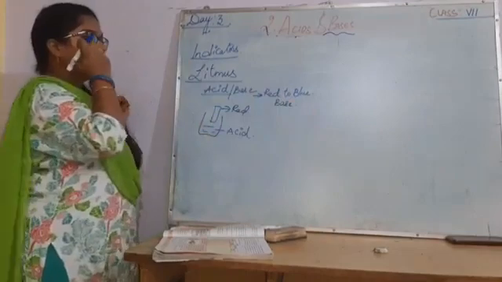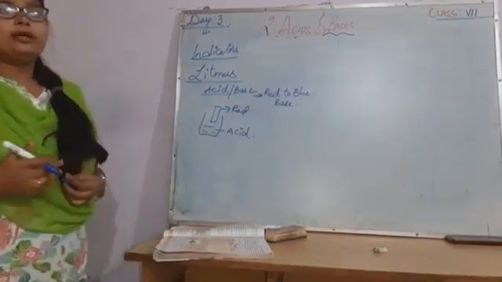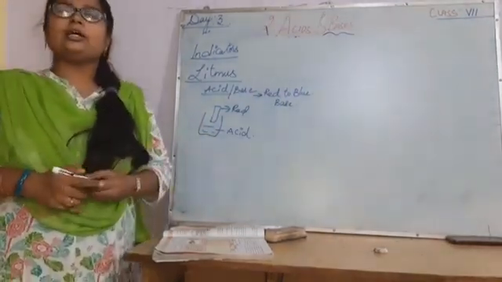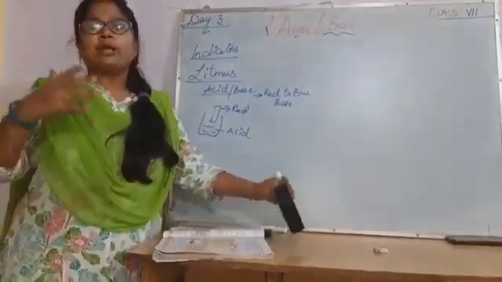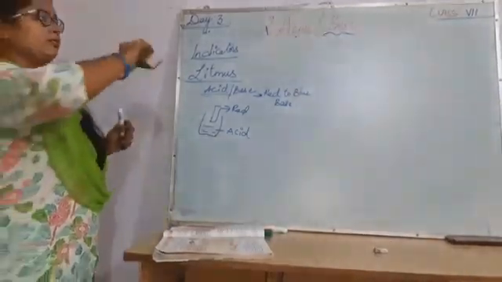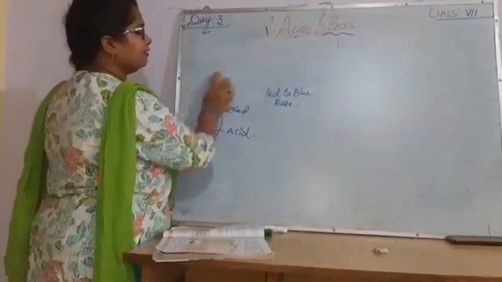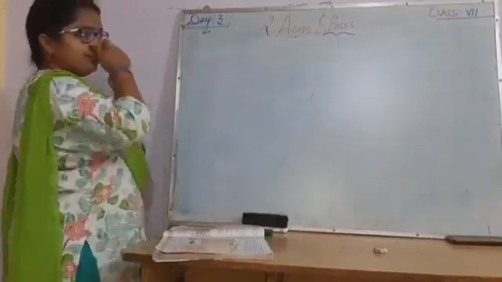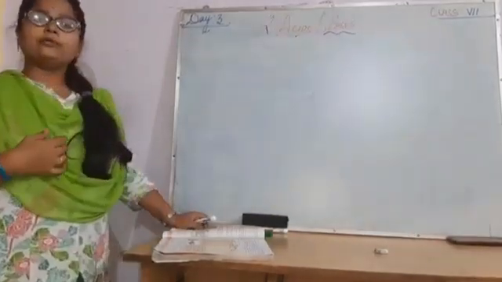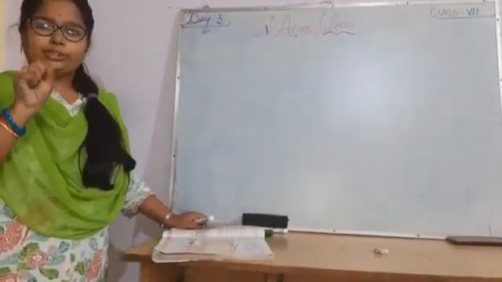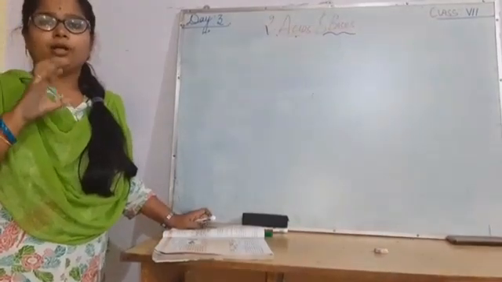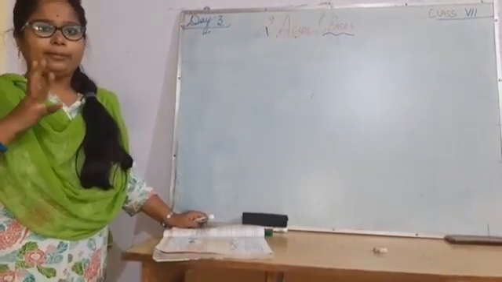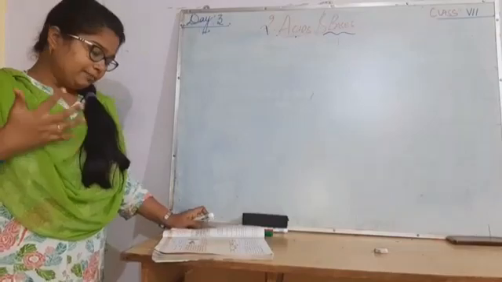So we have many types of bases and acids which are useful to our body and which we use in our food also. These are very interesting to learn, and you should learn those names, which are very important. So I'll tell you the names.